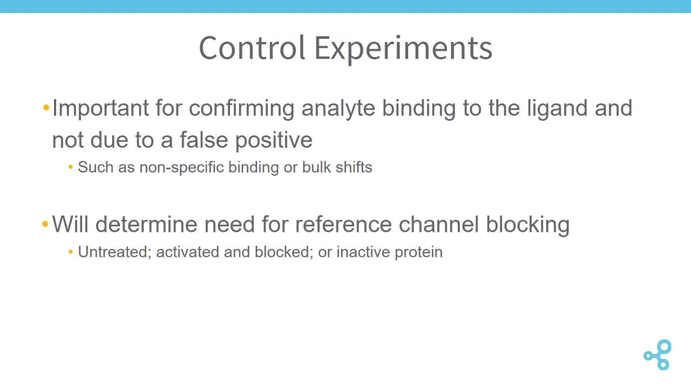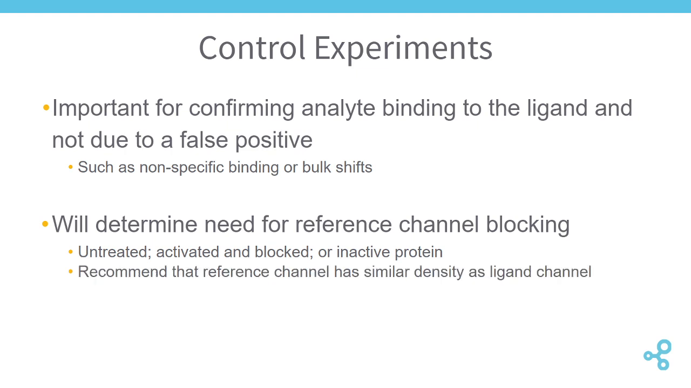Now, with these control experiments, as we said earlier, we might have to optimize the running buffer. We might also have to optimize our reference channel blocking. For instance, some of these channels or sensors inherently have a lot of charge on the surface, such as carboxyl or NTA. By blocking the reference channel, we mean that we advise you use a control protein to saturate that channel so that our analyte does not bind to that portion of the sensor.